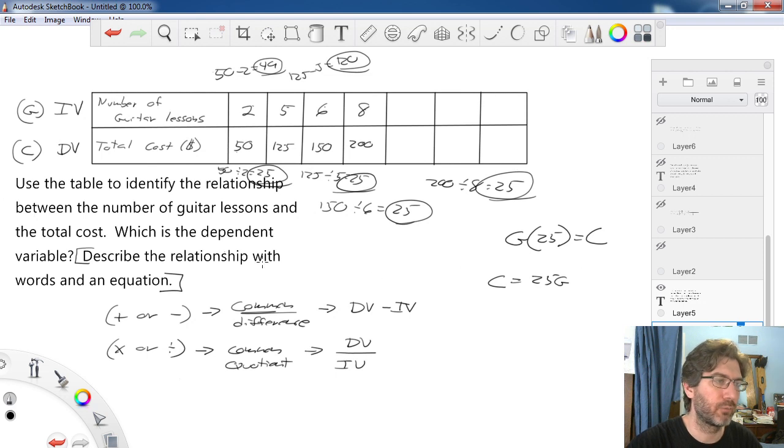And then it wants you to write it in words, so it would be the cost equals 25. I'm going to write the number out. 25 times the number of guitar lessons.